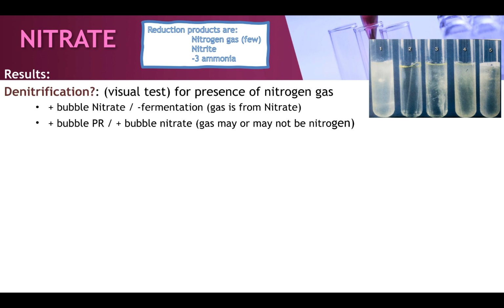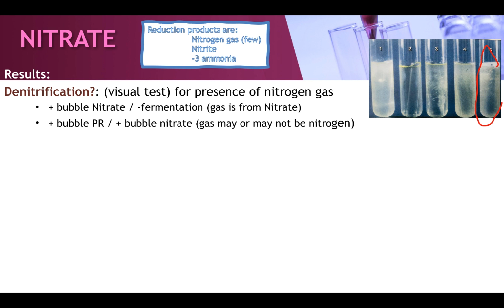The first way that this test can be positive is if the organism produced gas. This is denitrification, and it's a visual test for the presence of nitrogen gas. All you need to do is look at the tubes. If you see bubbles trapped in the Durham tube, then it may, and notice I said it may, be positive. In tube number 5, we see some bubbles. As a matter of fact, there are so many bubbles that you cannot even really observe the Durham tube very well.